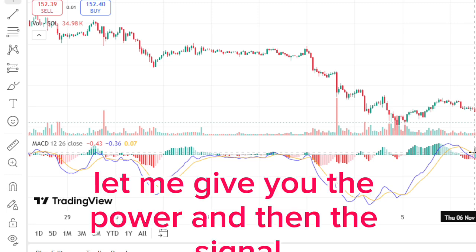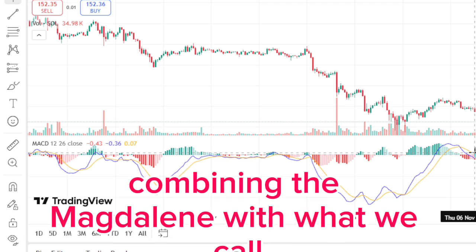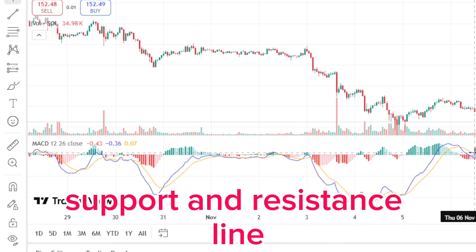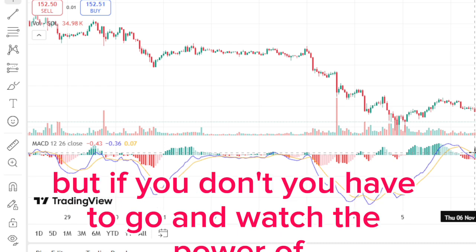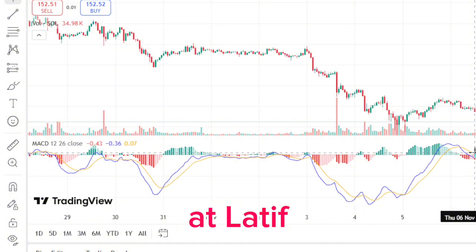So let me give you the power and then the signal. The power of this MACD line is combining the MACD line with what we call support and resistance lines. I know the majority of you know support and resistance lines, but if you don't, you have to go and watch the power of support and resistance line on our YouTube at Latif Studies.